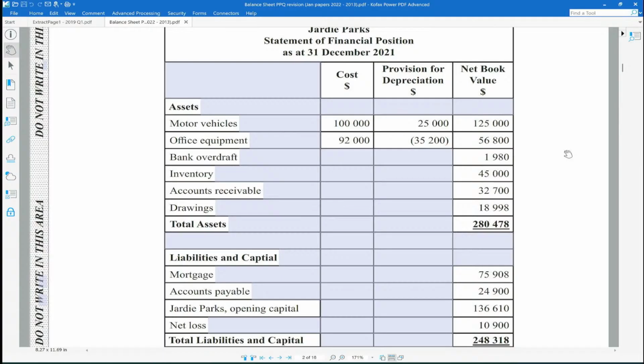Let me tell you this. Basically, you can copy what they have for depreciation.